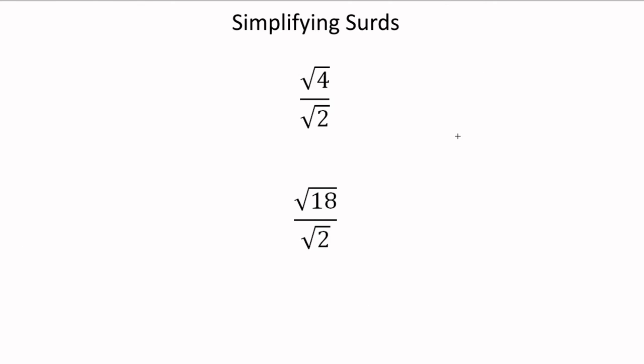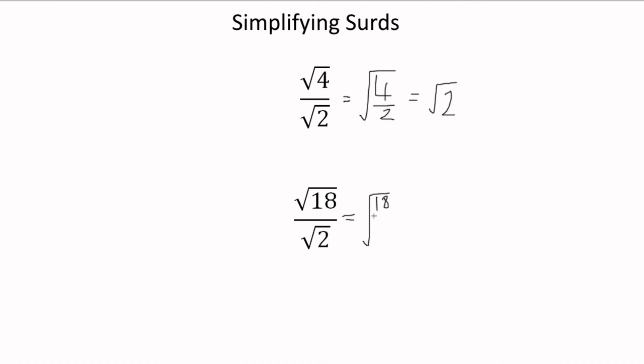Let's look at division now. When you divide surds, it's basically a very similar procedure to multiplying. You just take the numbers and divide them. So in this situation, put it all in one root: 4 divided by 2, which is just 2. And that will leave us with root 2. Simple as that. With the second situation, we've got root 18 divided by root 2. So we put it all in one root.